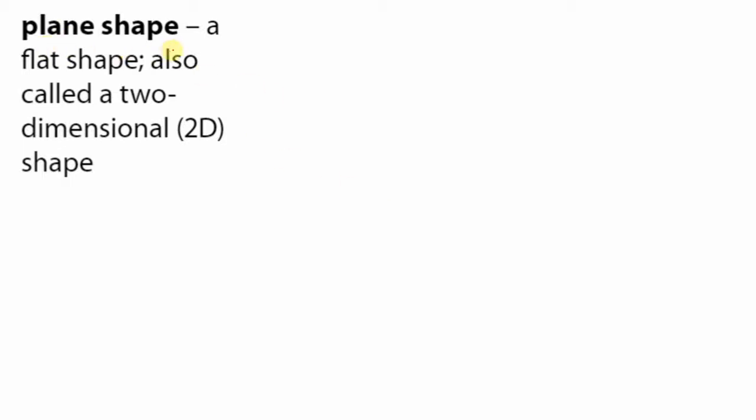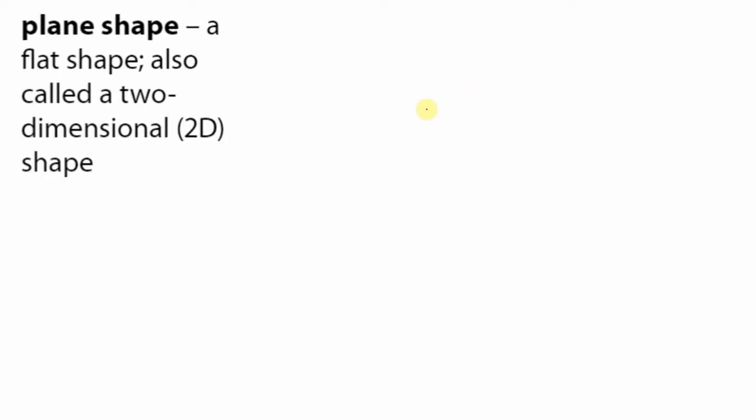Firstly, a plane shape is a flat shape, also called a two-dimensional shape. An example would be a page. You have a length and a width, but you don't really have thickness. So that's why it's a two-dimensional shape. If you had thickness or height, it would be a three-dimensional shape.